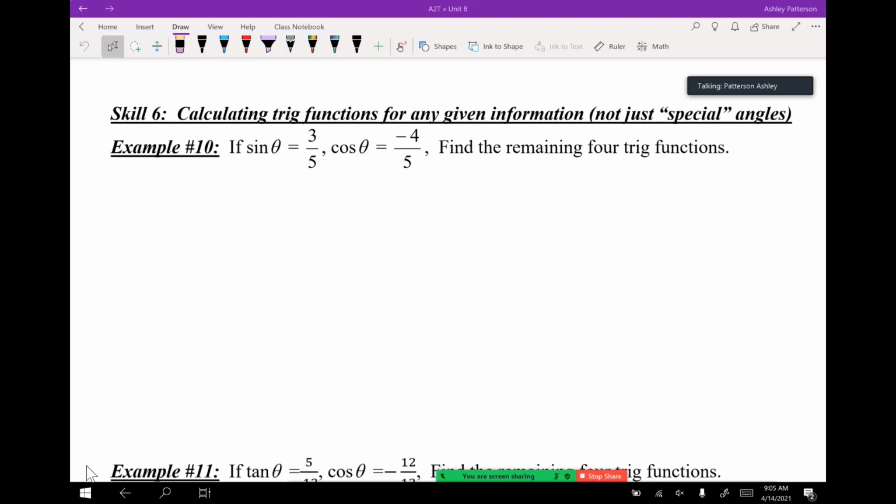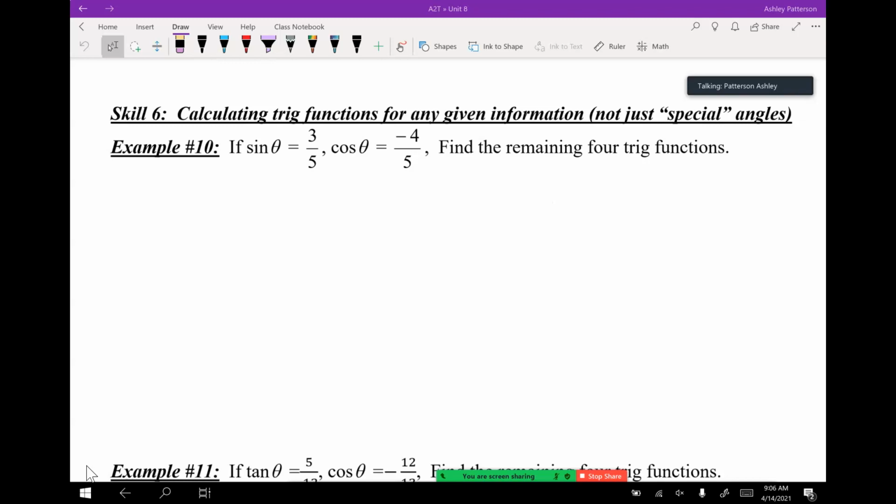It's all about calculating trig functions for any angle, not just our special angles. Now we use the unit circle for the special angles. That's the 30, the 45, the 60, 0, 90, 180, 270, 360, those are our special angles. And we use the unit circle for those because it has a radius of 1, making all of the ratios in their most simplified form, and we talked about that 2 weeks ago or so.